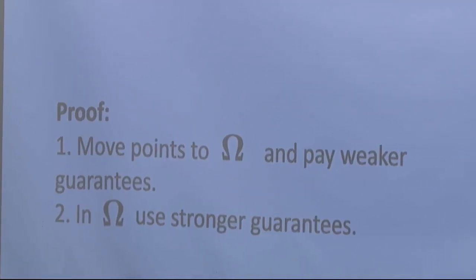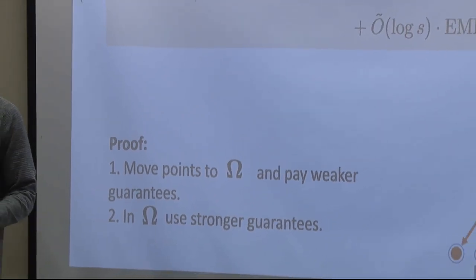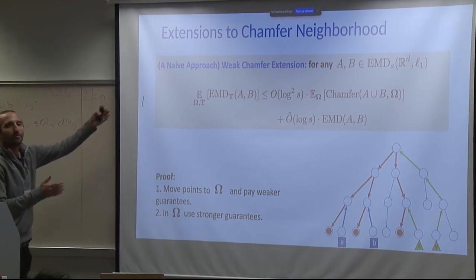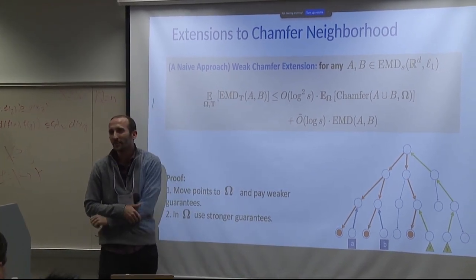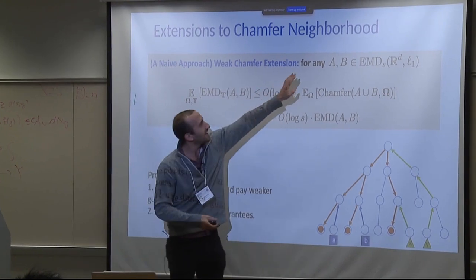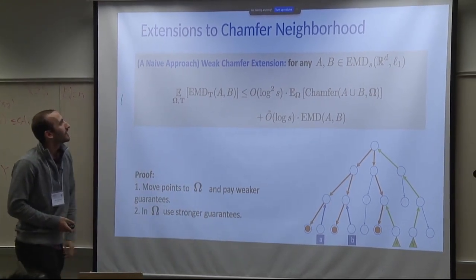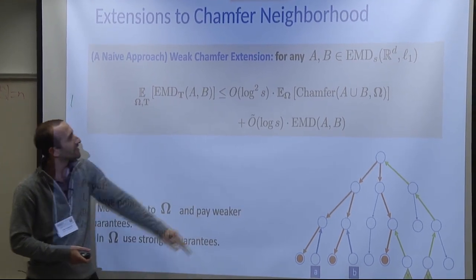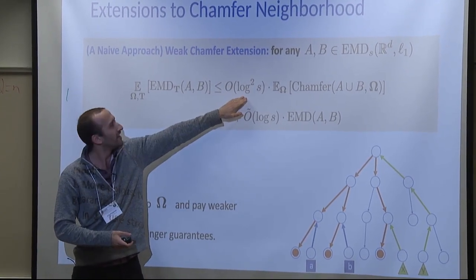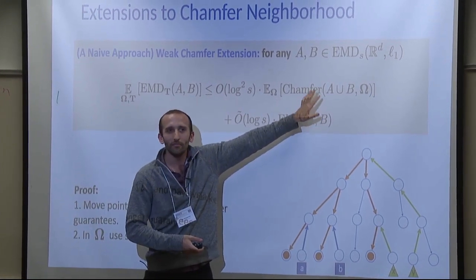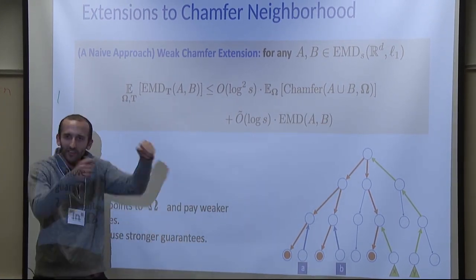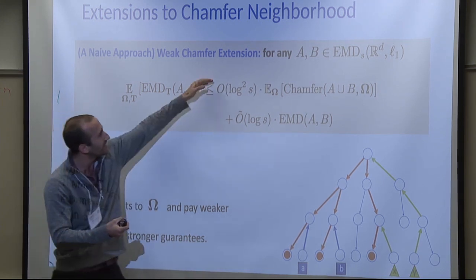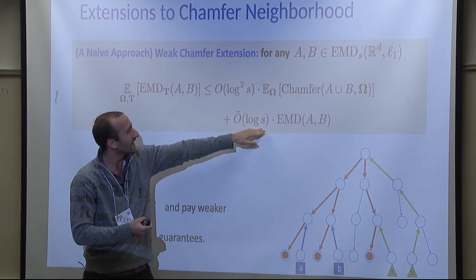Cool. Okay, so let me give you first a naive way to perform the extension that I was talking about. A naive approach, or a weak chamfer extension, would be to say, well, take any A and B. The expected EMD distance in the tree is going to be, well, you're going to pay log squared to move your points in A union B into omega in the tree. But once you move them into omega, you're in the regime where you have better distortion guarantees, so you get an extra log s times EMD.